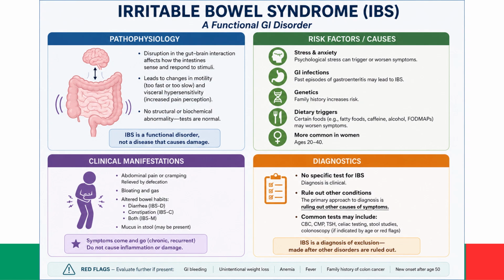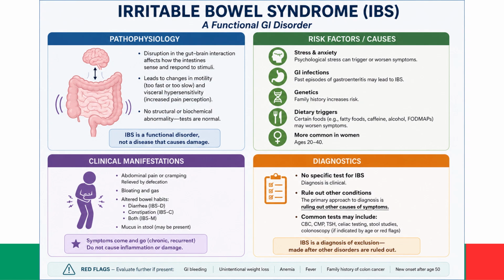So what are our patients going to look like? The hallmark manifestation is recurrent abdominal pain associated with changes in bowel habits. Patients may describe cramping, bloating, gas, diarrhea, constipation, or alternating episodes of both. The abdominal discomfort is often related to defecation. Some patients feel better after having a bowel movement, although that's not true for everyone.